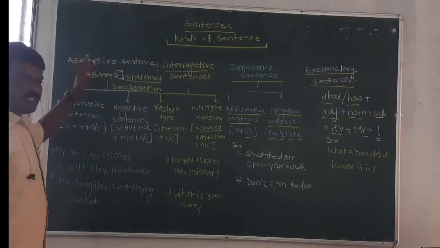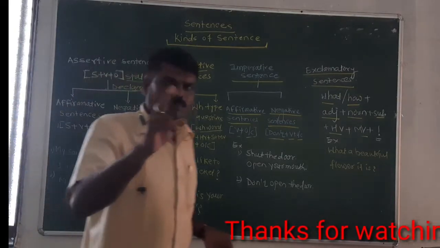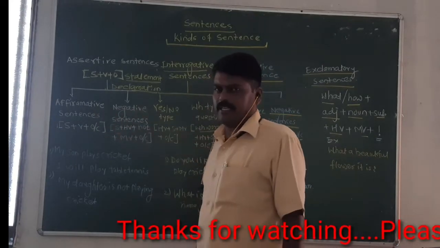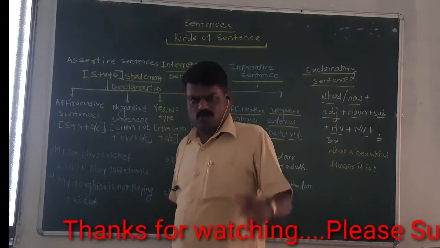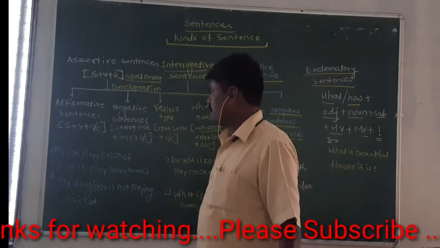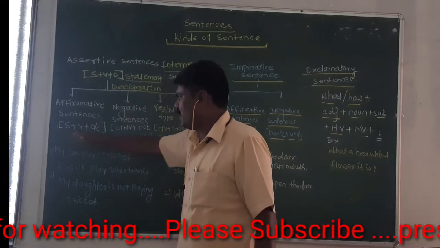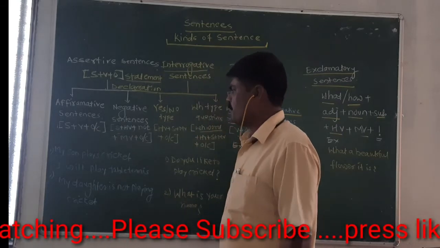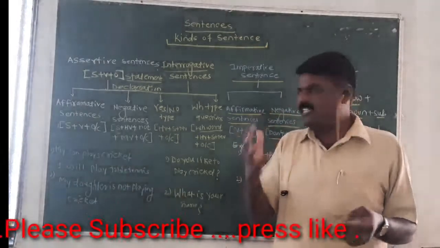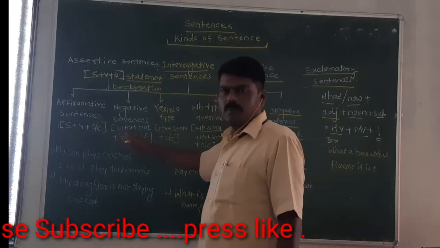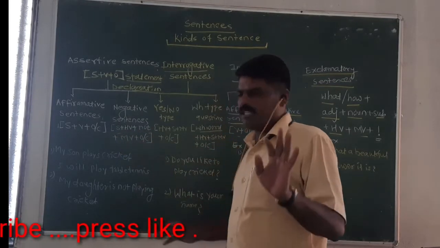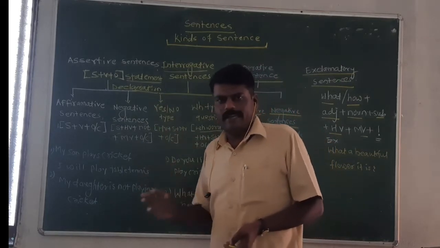Okay. Then there are two subtypes. The first is the affirmative sentence and the second is the negative. The affirmative sentence, some people also call the positive sentence. Affirmative, which affirms. The structure is subject plus verb plus object or the complement. And negative contains negative words, no, nor, not, such kinds of words. The structure is subject plus helping verb plus not plus main verb plus object or the complement of the subject. It comes under the negative sentences.